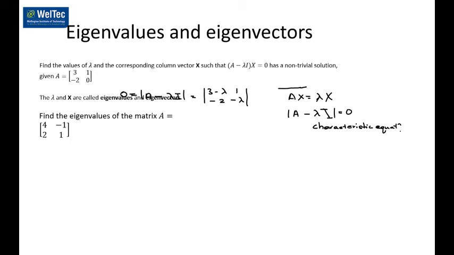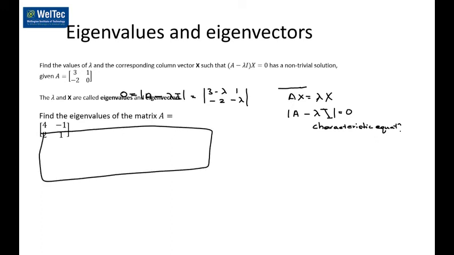Now I'll do this example in class. So I'll take the room to work out the one above. Okay, so let's work out the determinant of what we've got there. So (3 minus lambda) times negative lambda minus negative 2 times 1 has got to equal 0.